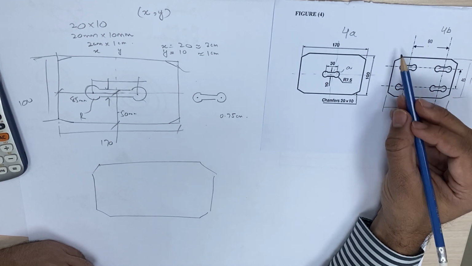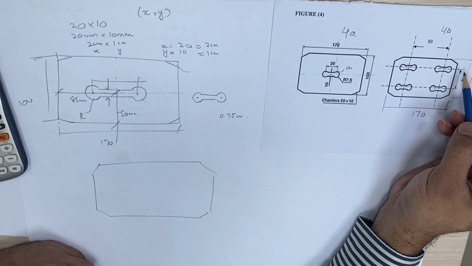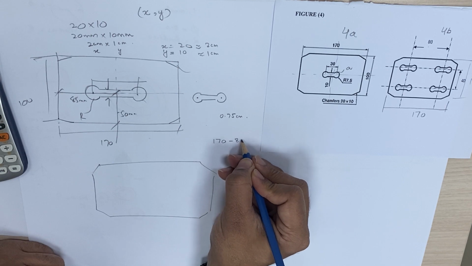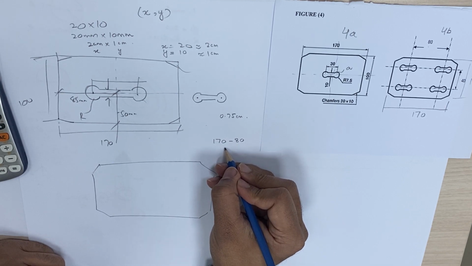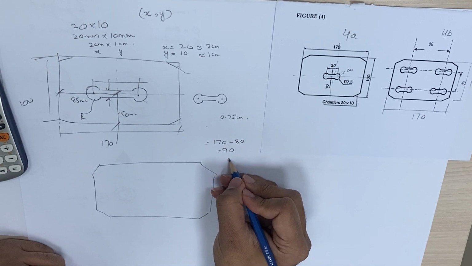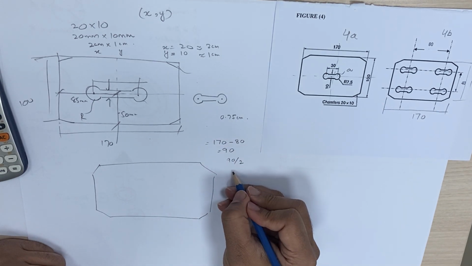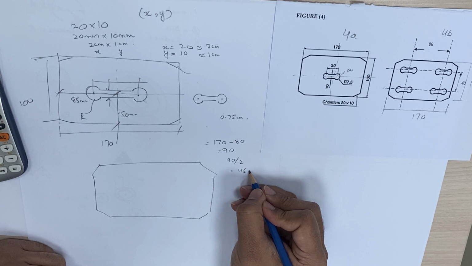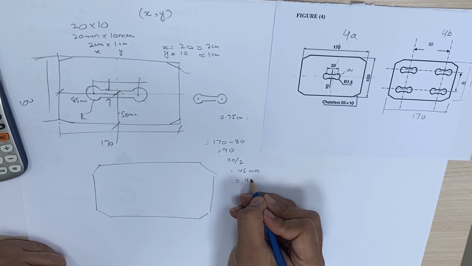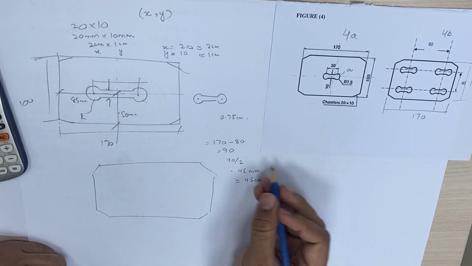88 centimeter. What is the total length? 170. So what we will do? 170 minus 80, it will be 90. Okay. 90 divided by 2, it will be 45 mm, which is 4.5 centimeter, just for your convenience.